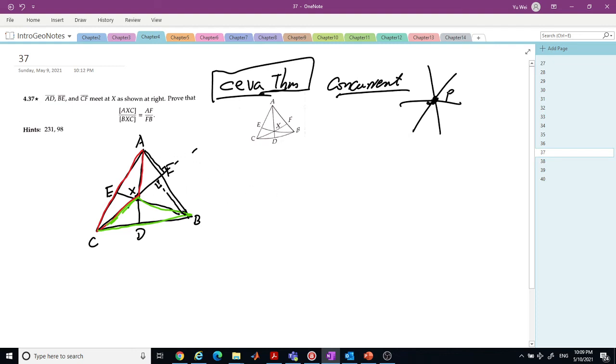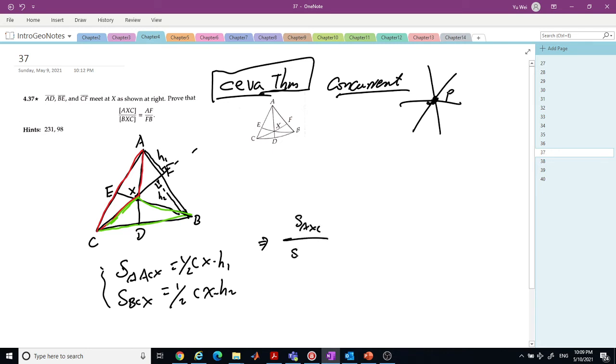So you can see the area of ACX is half of CX times H1, and this is H2, right? And the area of BCX is equal to half of CX times H2. So you can see S of AXC over S of BXC is equal to H1 over H2.